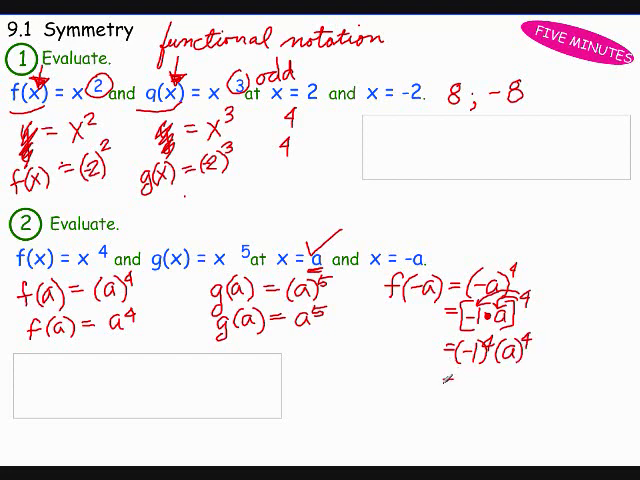What's going to happen here with my negative 1 to the 4th power? We'll try it right now. Negative 1 times negative 1 gives you positive 1. Times negative 1, that's right, negative 1. Times negative 1 again, that's your 4th one. And you're back to a positive 1. So it's a positive a to the 4th.